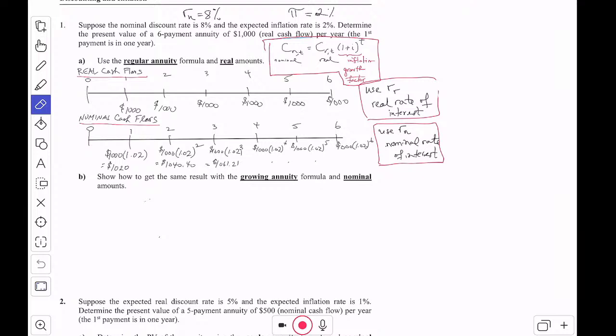So what I was saying is that there's a relationship between real rates and nominal rates. What you have been given is the nominal discount rate. So what is the relationship? It's known as the Fisher relationship.